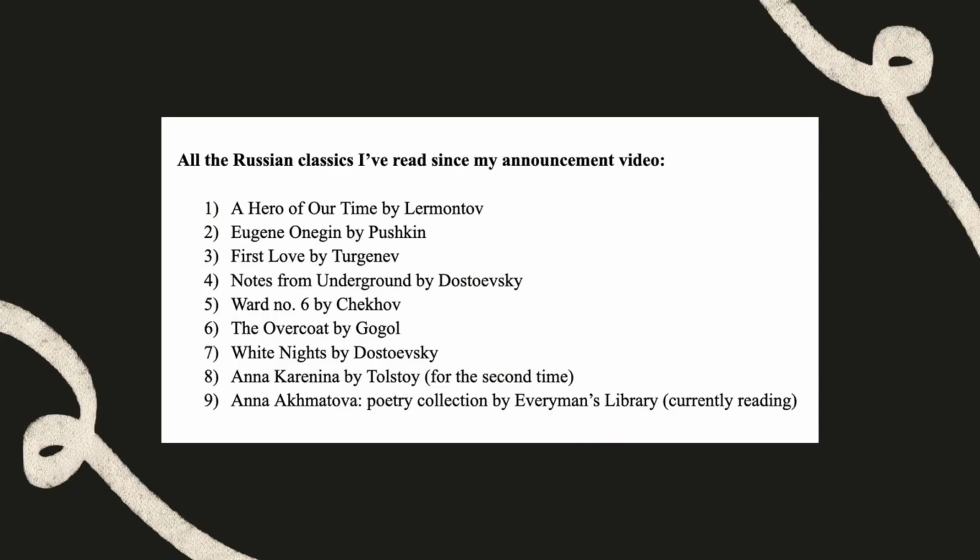So the first one that I read after announcing the video was A Hero of Our Time by Lermontov. Then I read Yevgeny Onegin by Pushkin, then First Love by Turgenev, then Notes from Underground by Dostoevsky, then Ward No. 6 by Chekhov, then The Overcoat by Gogol, then White Nights by Dostoevsky, then Anna Karenina by Tolstoy for the second time, and then Anna Akhmatova, Poetry Collection by Everyman's Library, which is what I am currently reading.